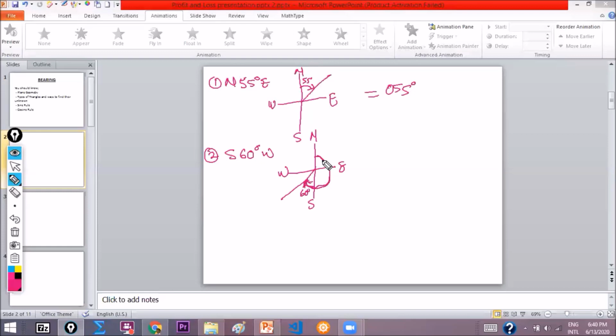And what is from here to here? This is 90 degrees, right? So that is 180 plus 60. What is 180 plus 60? That is 240 degrees. So the representation of this compass bearing is 240 degrees in 3-digit bearing. Okay, are you following? Yes.